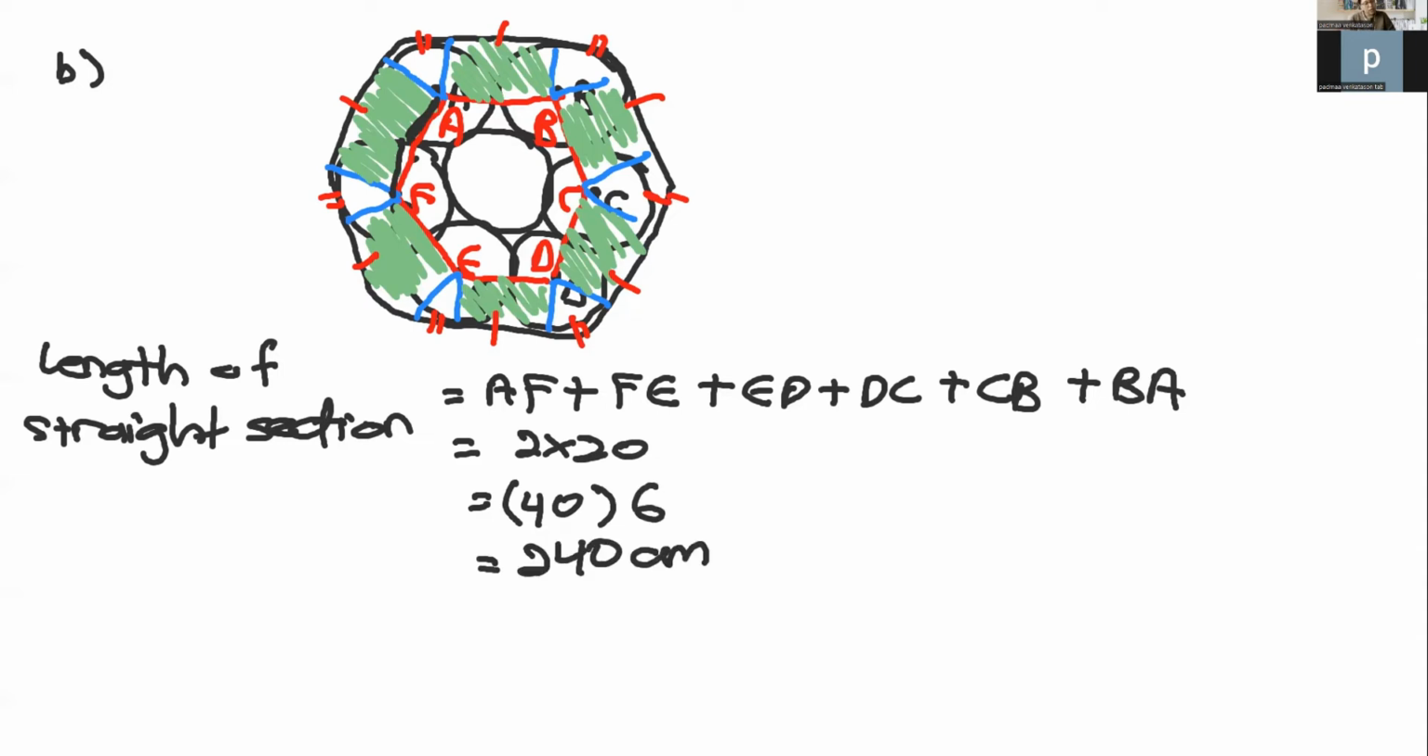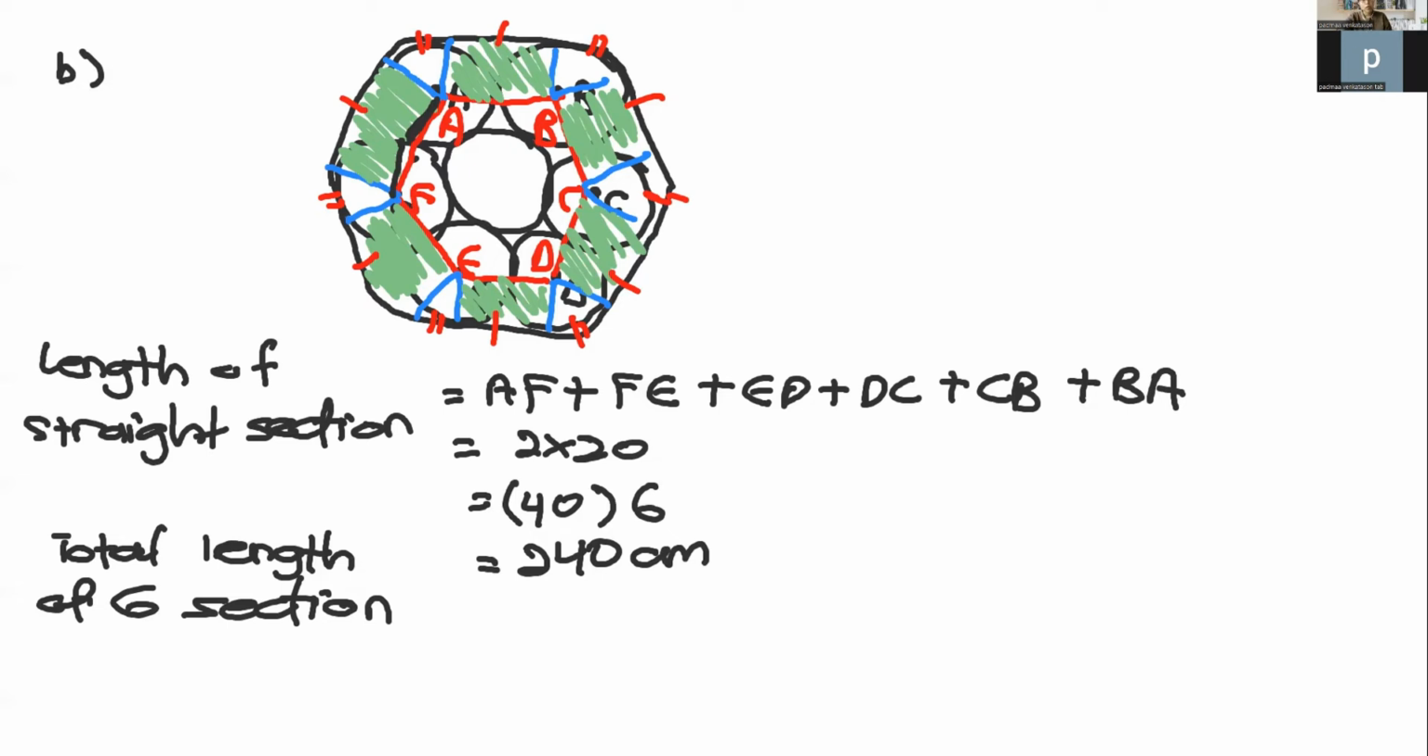So this is the length of each section. If you want to get the total length of 6 sections, that would basically be 240 cm. So this is the first part that we have got here. I hope you guys understand. We have got 6 straight sections here: AF, FE, ED, DC, CB, and BA. They are basically 6 sections, so we multiply by 6. Each section, the length is 40 cm, so we get 240 here.